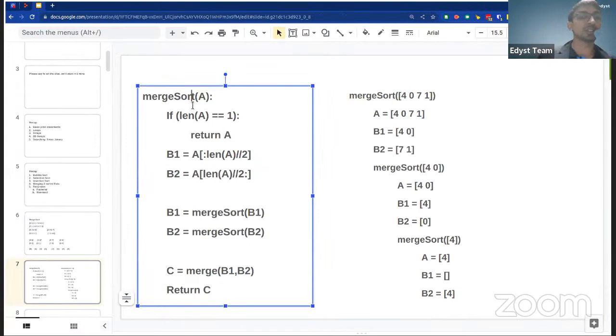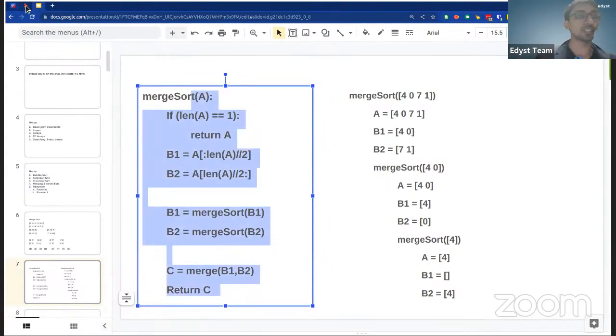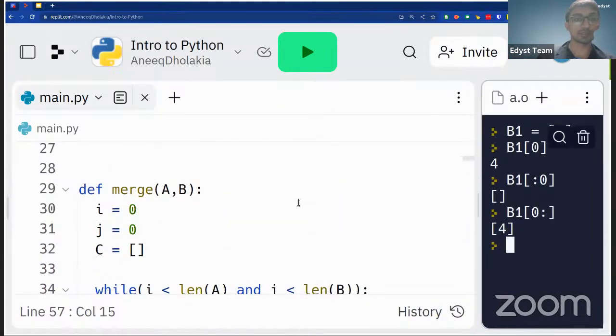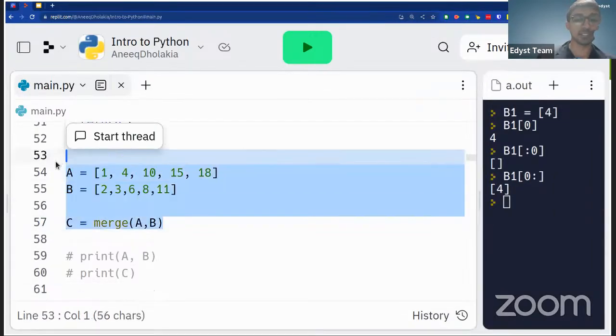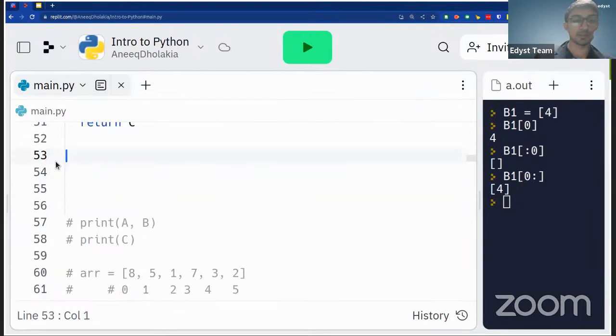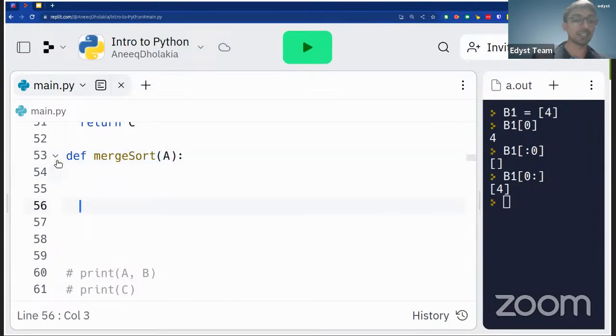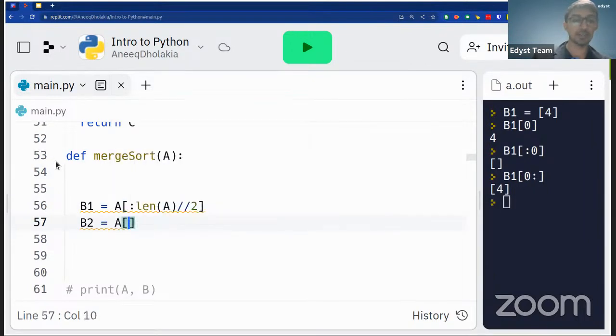So overall, this is how we are going to write it. Okay. Let's try to write the merge sort over here. We will need this merge function. So that merge function will remain. And I will say def merge sort for an A. First thing is B1: you're going to divide A. So how to divide A? First half is up till len of A divided by 2. B2 is A from len of A by 2 up till the end.